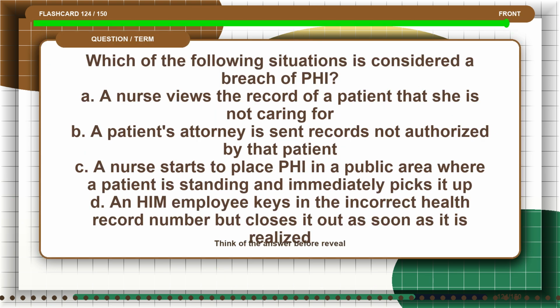Flashcard 124. Which of the following situations is considered a breach of PHI? A. A nurse views the record of a patient that she is not caring for. B. A patient's attorney is sent records not authorized by that patient. C. A nurse starts to place PHI in a public area where a patient is standing and immediately picks it up. D. An HIM employee keys in the incorrect health record number, but closes it out as soon as it is realized. Think of the answer before the reveal.